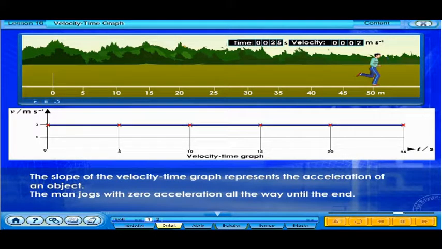The slope of the velocity-time graph represents the acceleration of an object. The slope of the graph is 0, and hence the man jogs with 0 acceleration all the way until the end.